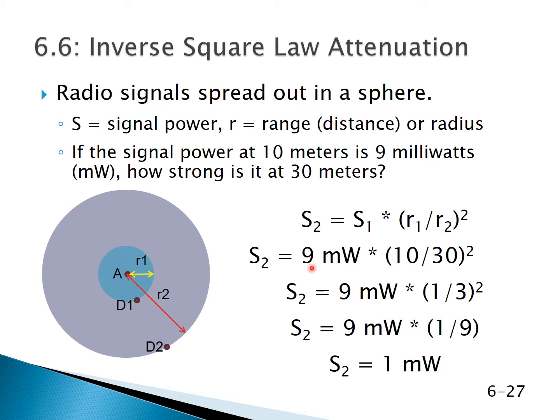So 9 milliwatts is the signal at 10 meters, and now the distance becomes 10 divided by 30. As we said, we need to take the square. So it's 1 divided by 3 squared, so it becomes 1/9. That means the new signal at 30 meters is only 1 milliwatt. So you increase the distance by 3 times, but your signal power will drop by 9 times.